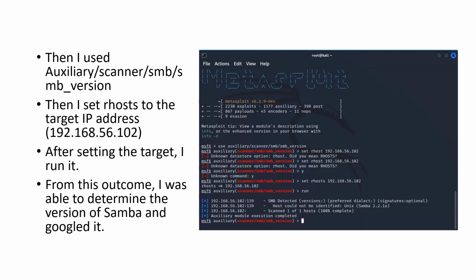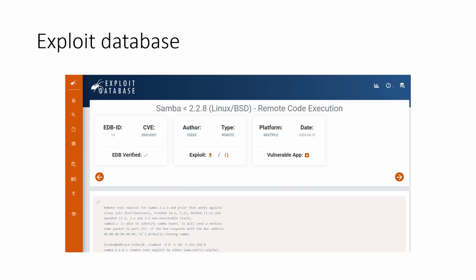Then I set the RHOST to the target IP address, which is 192.168.56.102. That's my machine, the Kioptrix machine. After setting the target, I typed run and pressed enter. The outcome was able to determine the version of the Samba, and I Googled it. This was the outcome of the Google, and it was version 10, as you can see. I didn't download it. I just clicked on the bracket to view it online.